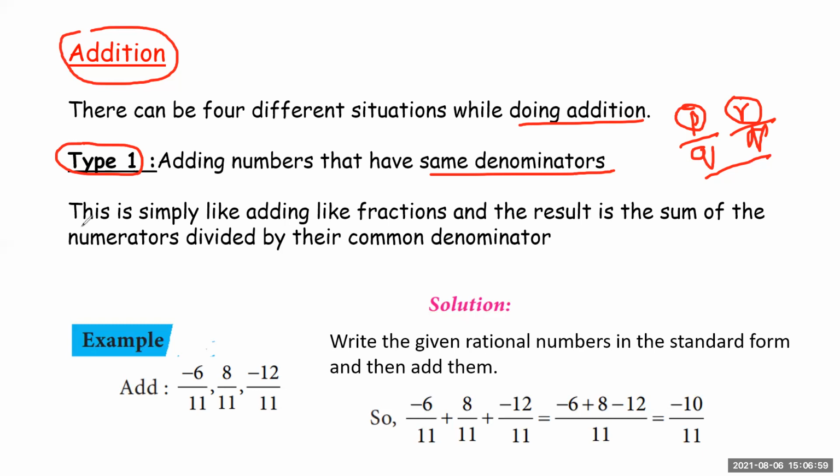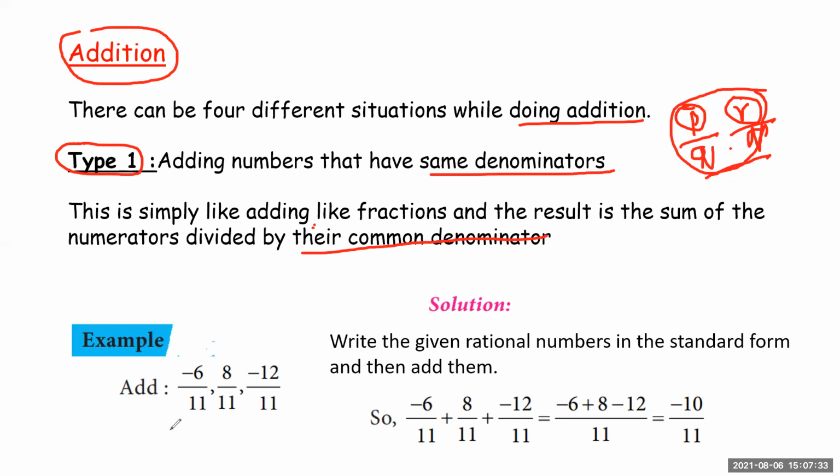So what the rule says is like adding like fractions, and the result is the sum of the numerators. This is nothing but a like fraction, right? The denominator is the same. So in that case, we just add the numerators and divide by the common denominator. In this case, it is Q.